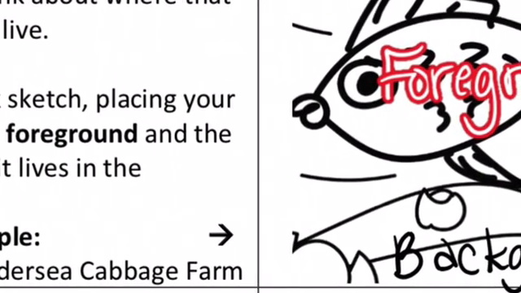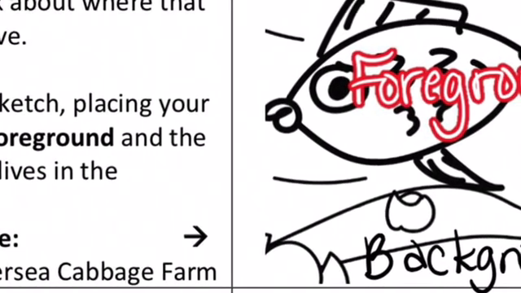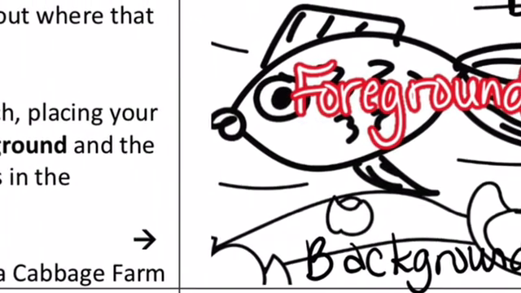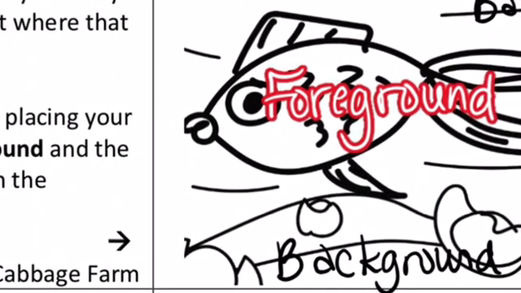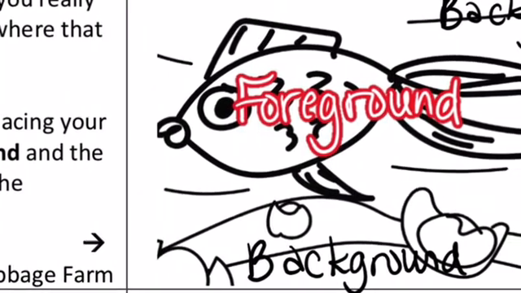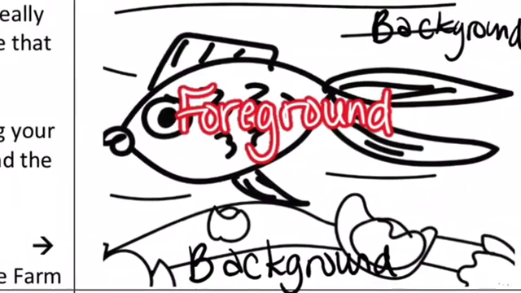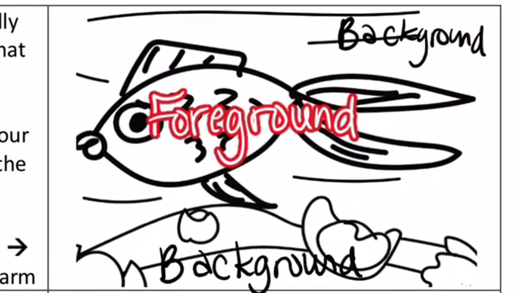So that's kind of silly, right? And if you look at it, you'll see that the goldfish is in the front of the picture and my underwater cabbage farm is in the back behind the goldfish. So my goldfish is in the foreground and the underwater cabbage farm is in the background. It's really important to sketch out your ideas before you get started.